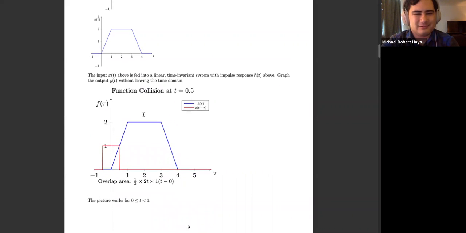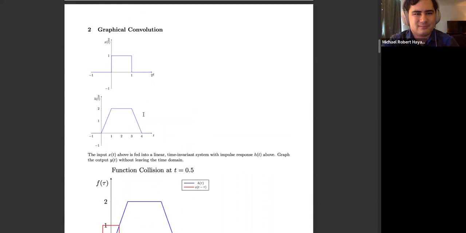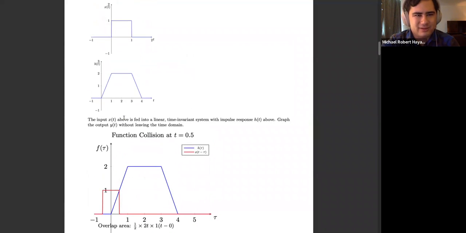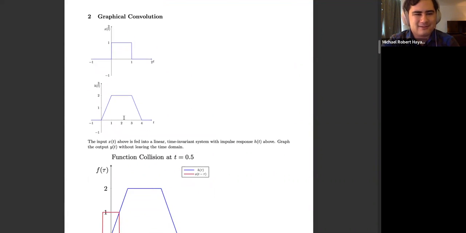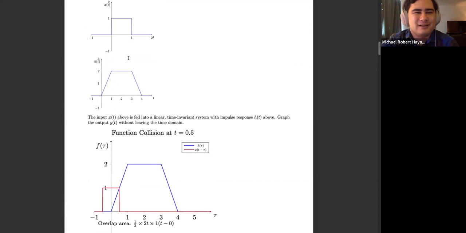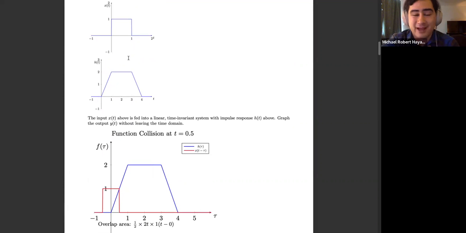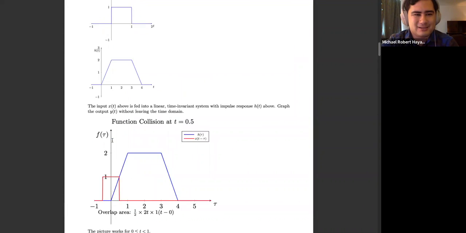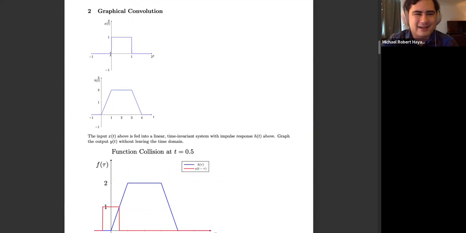So function collision at t equals 0.5. For t equals 0.5, and anywhere between 0 and 1 really, we took x convolved with h, but rather than flip h around, which is definitely a nightmare to have to shift, x is definitely the much easier function to shift. Because convolution is commutative, I can choose which function I reflect and shift. So when I reflect this in tau land, it would start at 0 and then go back to minus 1. And then as I move forward in time, it moves to the right.